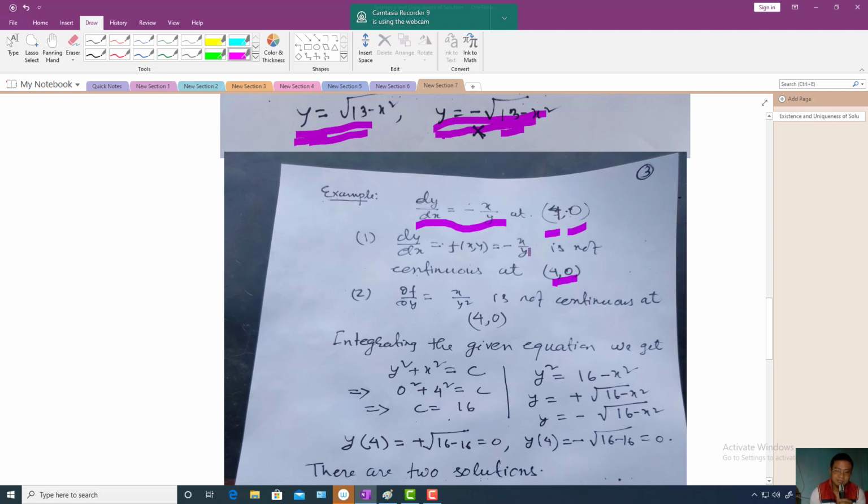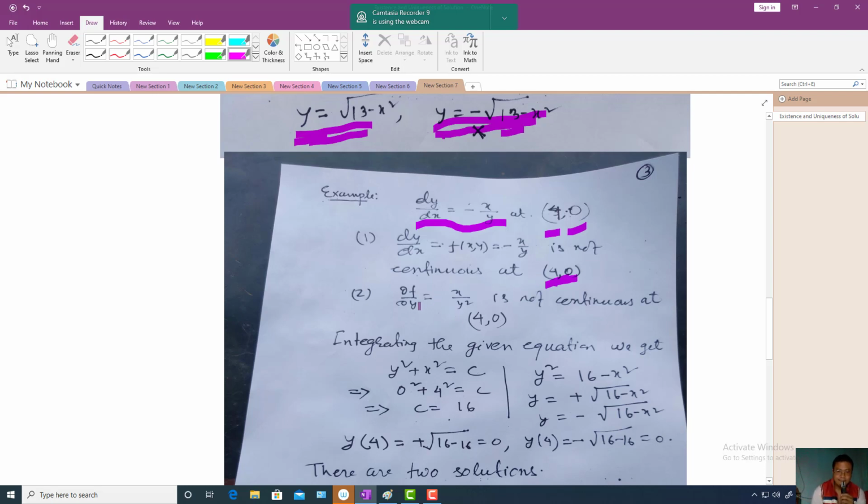So we don't know anything about the existence of the solution. Is there a solution, or are there two solutions? Passing through this point, we don't know anything about the solution, because it fails the first condition. This function is not continuous at this point. Therefore, we cannot say anything about the existence of the solution. There may be a solution, there may not be a solution.